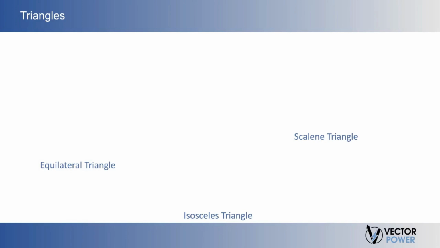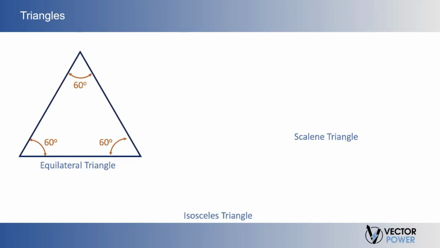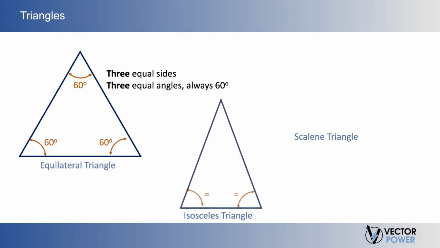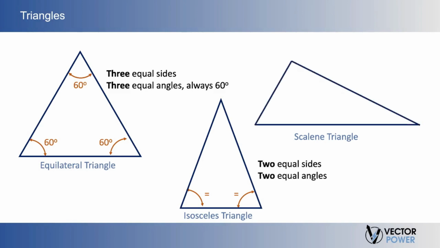So we have the equilateral triangle, where three equal sides and three equal angles, always 60 degrees. The isosceles triangle, with two equal sides and two equal angles. And the scalene triangle, with no equal sides and no equal angles.